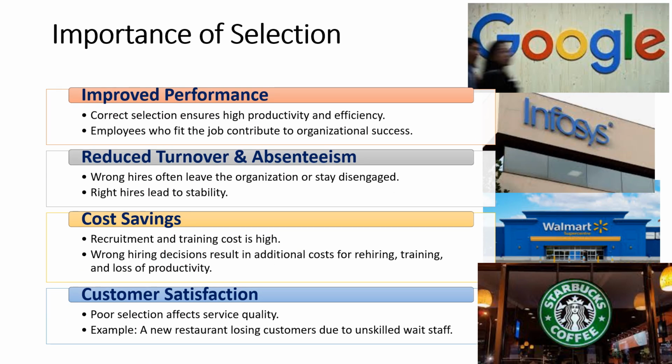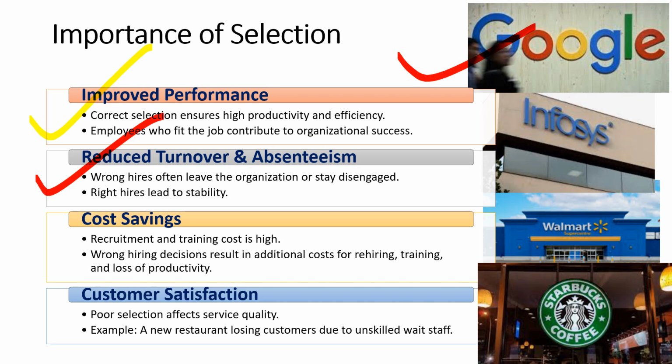Let's decode the importance of selection with the help of this slide. First example for improved performance I would like to give is of Google. Google hires engineers after a rigorous coding test, which ensures high quality innovation and productivity in their products like Google Maps or Gmail.